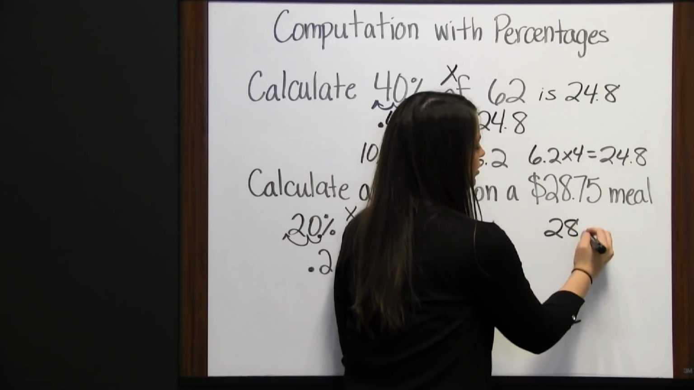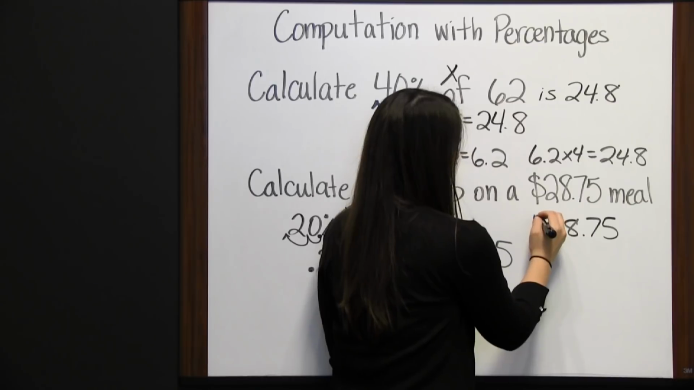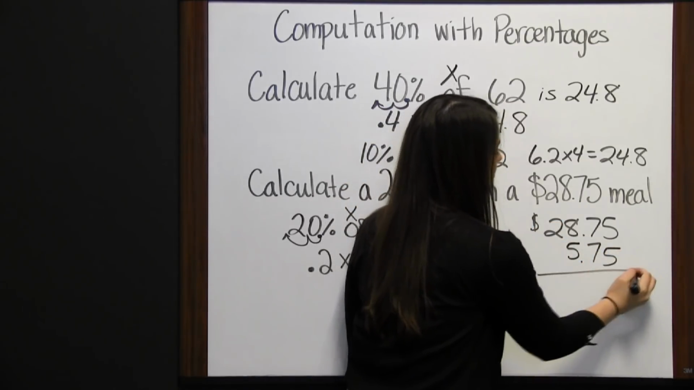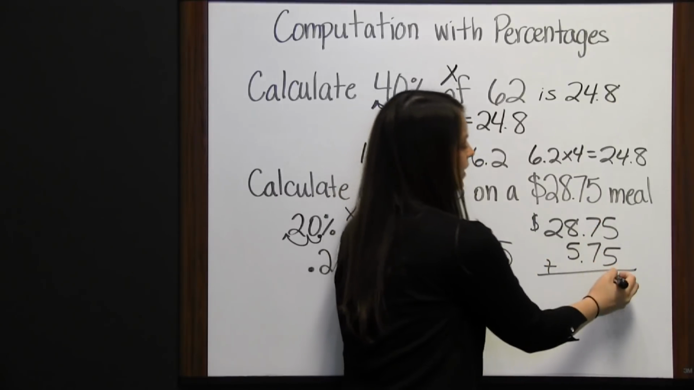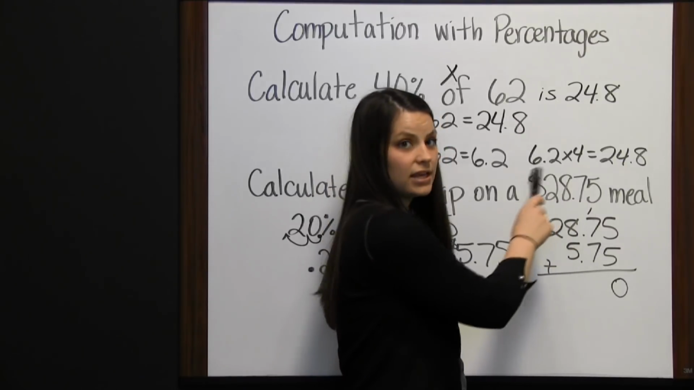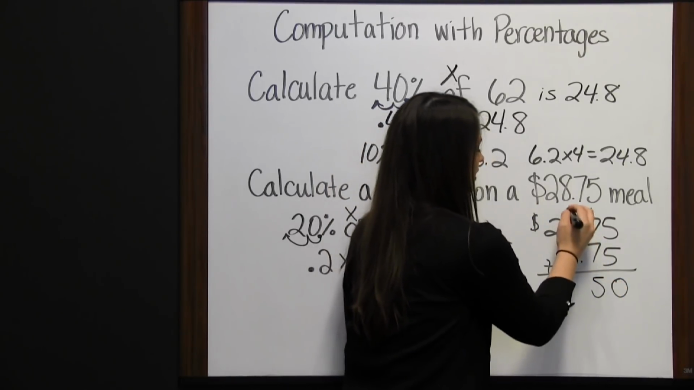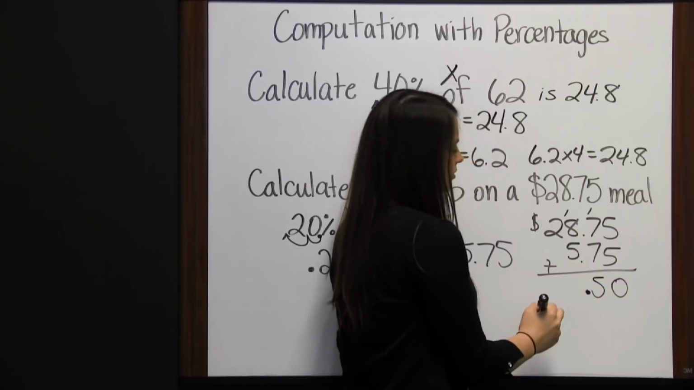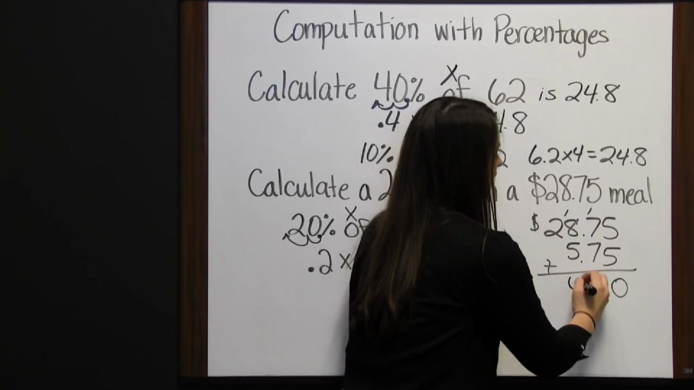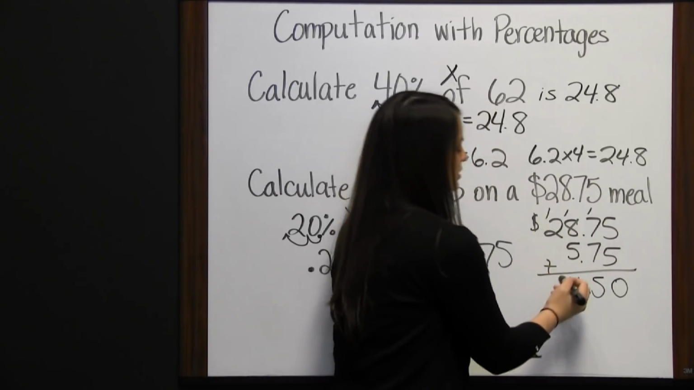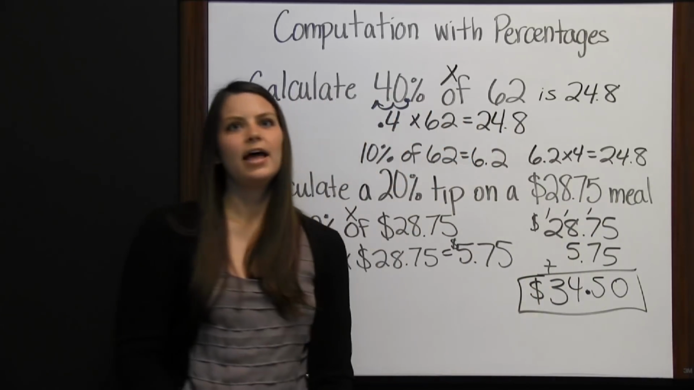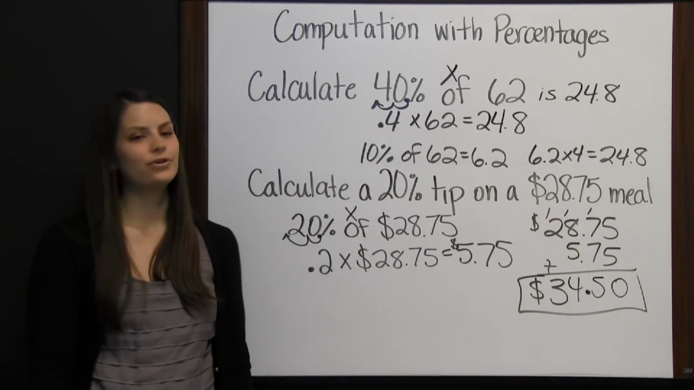So $28.75 plus $5.75. 5 plus 5 is 10. Write your 0, carry your 1. 7 plus 7 is 14. Plus 1 is 15. Carry your 1, bring down our decimal. 8 plus 1 is 9, plus 5 is 14. Write your 4, carry your 1. 2 plus 1 is 3. So our total bill would be $34.50 with the tip included.